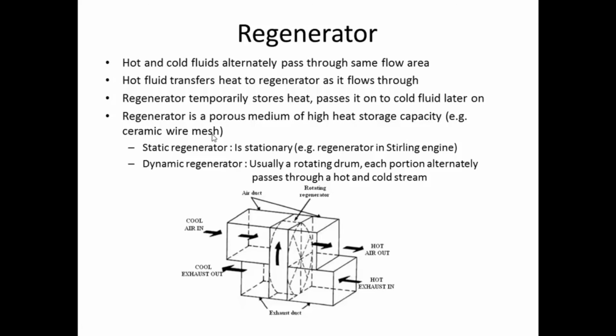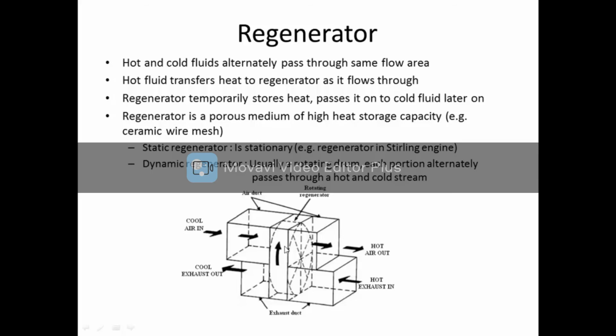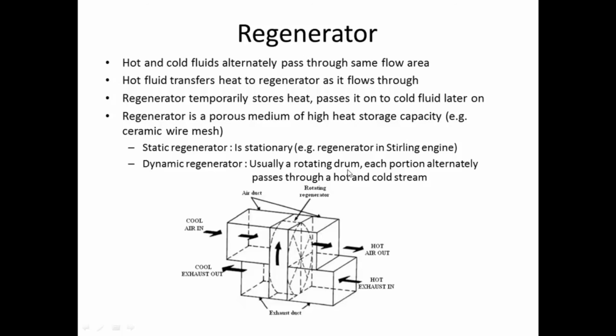So there are two types of regenerators. A static regenerator, like the one used in a Stirling engine. The regenerator itself stays still, but it is alternately exposed to the hot and the cold fluid. Another type is a dynamic regenerator, which is usually of a rotating drum type, as shown in this diagram, so that each portion will in turn pass through the hot and through the cold fluid.